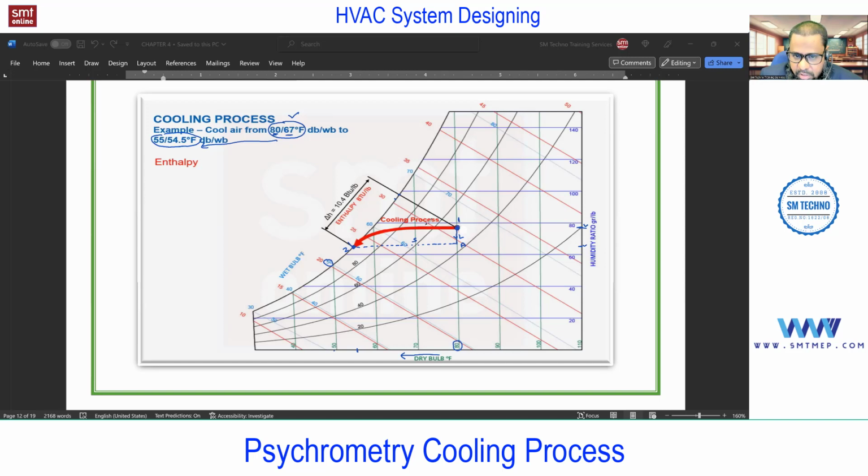But in the process, going straight up to this point, then it is dropping. Just to simplify, I did it like this. Okay, so this drop is latent and this straight part is sensible. So it means sensible as well as latent, both processes are happening in this.